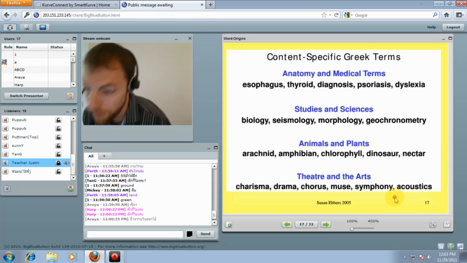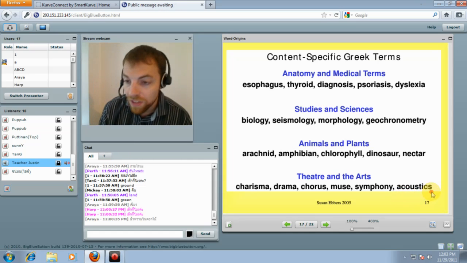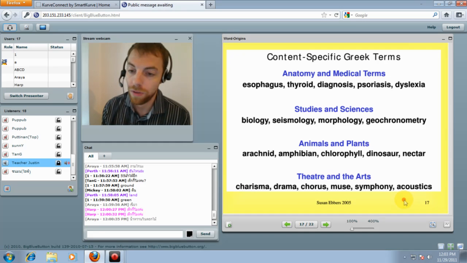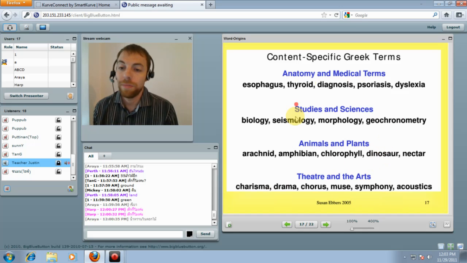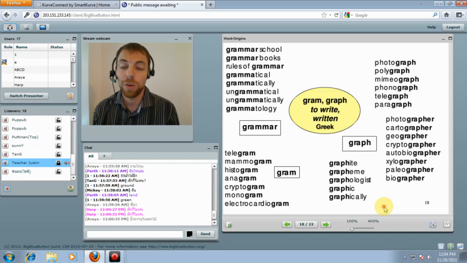And the last one, acoustics. Acoustics is about just sound and how sound moves, the movement of sound. Great, so these are all words in many different jobs that you need to know the Greek and Latin, especially if you want to do these jobs.